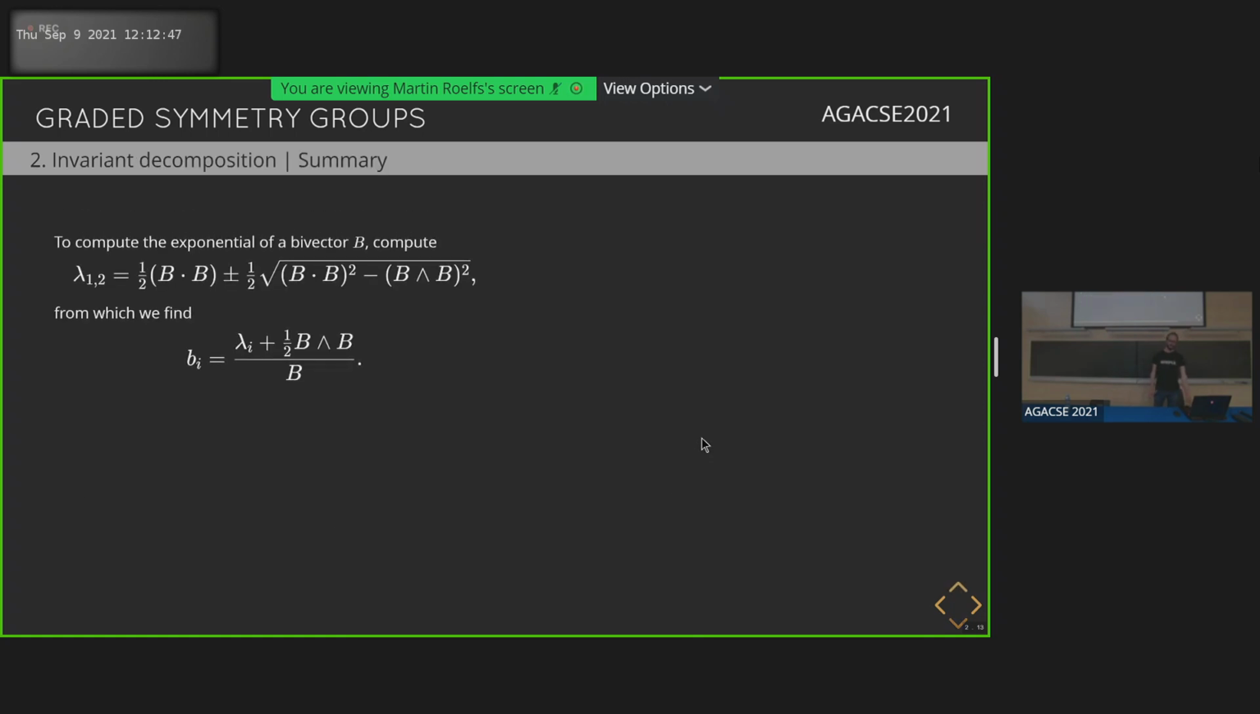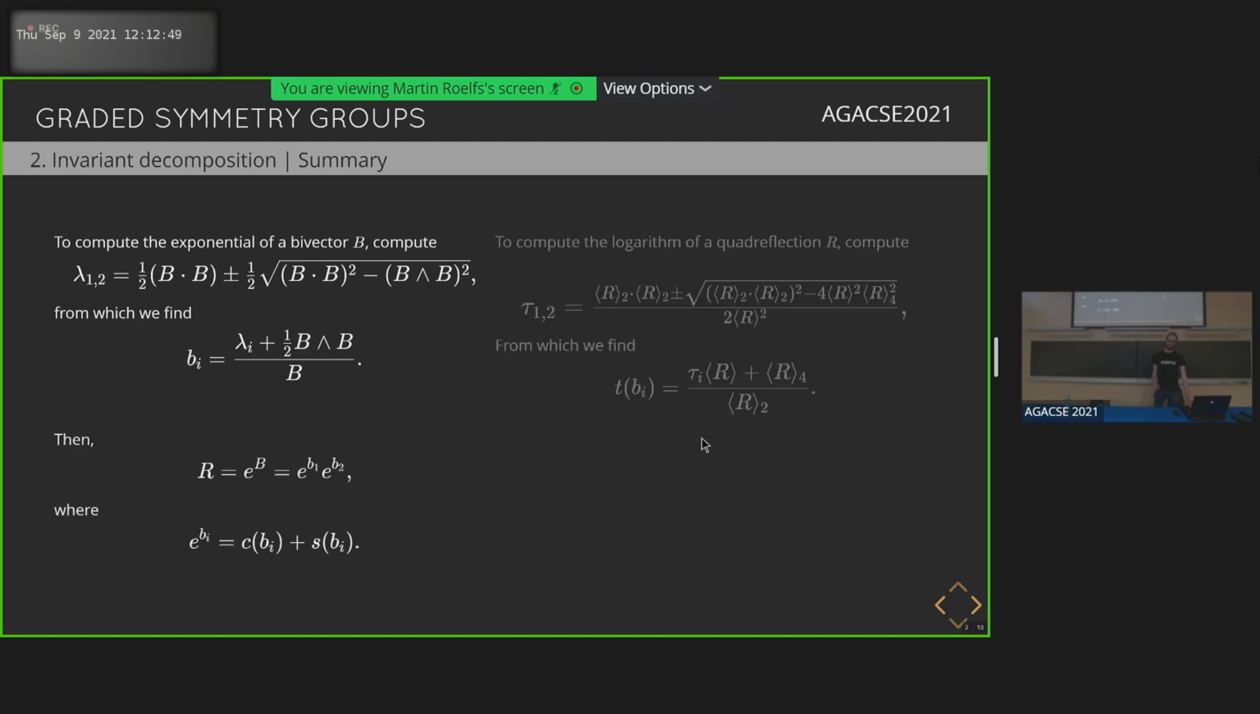All right, so just briefly in summary, although I think I've explained this all now, to compute the exponential of a bivector, that means I start with a bivector, I want its exponential. What I do is I first split it into these two simple terms, where the lambda are given by this equation here. And then I can just use the fact that each of these can be exponentiated directly using Euler's formula. So we already know how to do that.